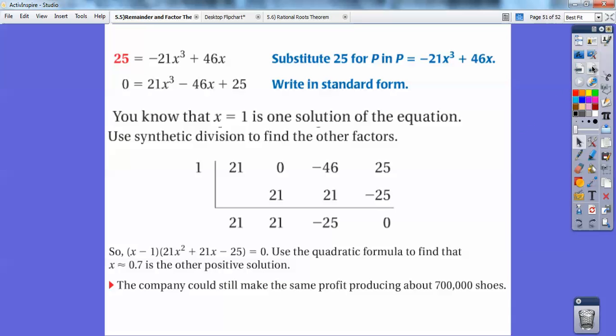Now I'm saving a lot of time right here. I'm going to use the quadratic formula to solve this quadratic equation. It's a simplified radical answer, but since we're talking about money, I want the decimal answer. So x is about 0.7. Remember, we move that decimal over 6 places because it's in terms of millions. So the company will still make the same profit of 25 million bucks if they produce about 700,000 shoes instead of 1 million shoes. That's big bucks where they can be saving some money.